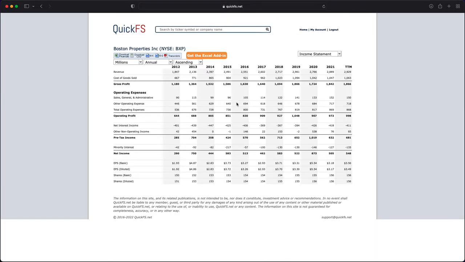Now we go to the income statement. On the income statement, you can see they do have dilution, but it's not nearly as much as I thought. They've diluted from 150 million shares to 156 million shares outstanding over time. So the dilution isn't as bad there.